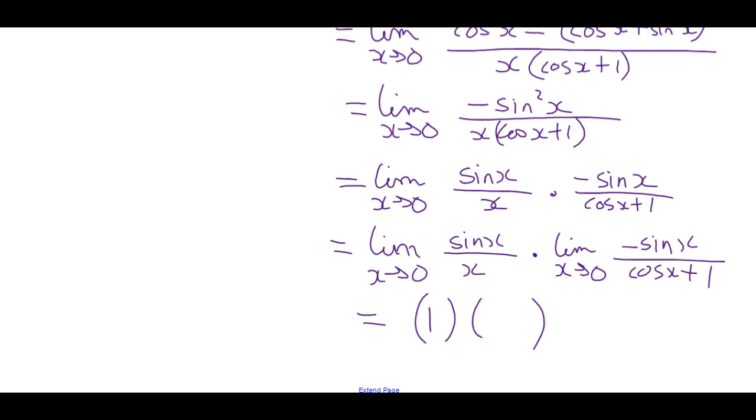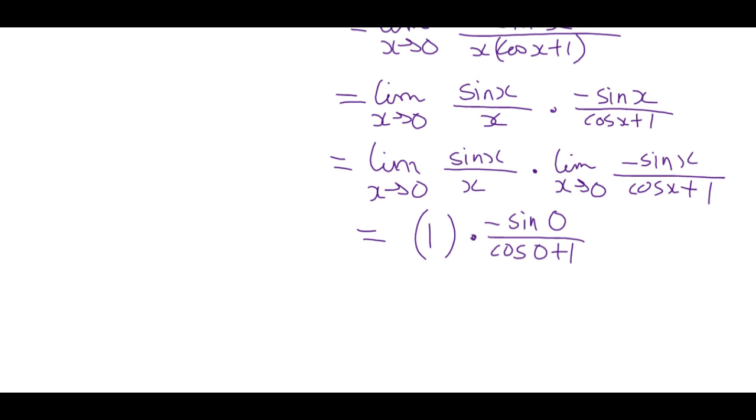And what's that? Well, let's do the details. So times negative sine 0 over cos 0 plus 1. So what's sine 0? So what's negative sine 0? 0. What's cos 0? 1. What's 1 plus 1? 2. So we get 1 times 0 over 2, which is 0.